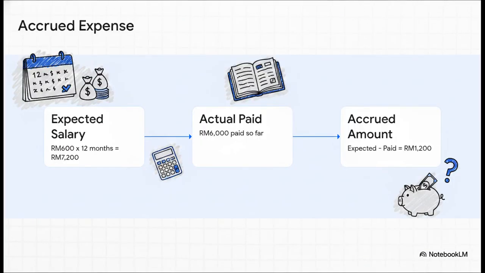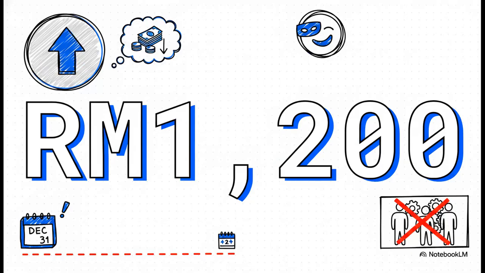Let's put some numbers to this with Senyum Trading. First, we figure out the expected yearly salary. If it's RM 600 a month times 12 months, we expect an RM 7,200 expense. But if we look at the trial balance, we see we've only actually paid out RM 6,000 so far. So you just subtract what you paid from what you expected to find the missing accrued amount. And there it is. Exactly RM 1,200 is still owed. That is your accrued expense.